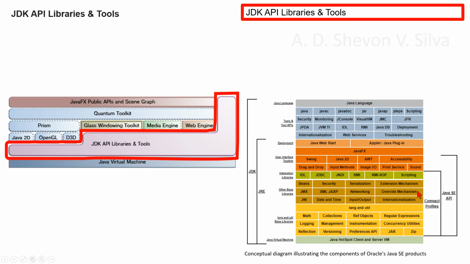The endorsed standards override mechanism provides a means whereby later versions of classes and interfaces that implement endorsed standards or standalone technologies may be incorporated into the Java platform.